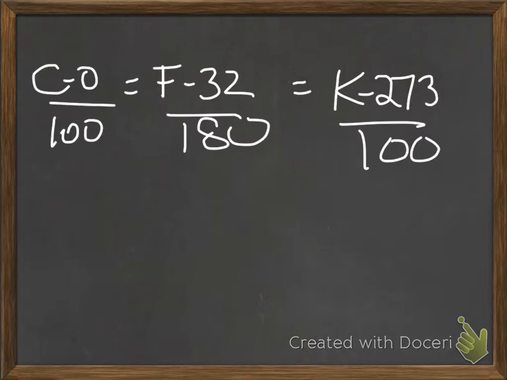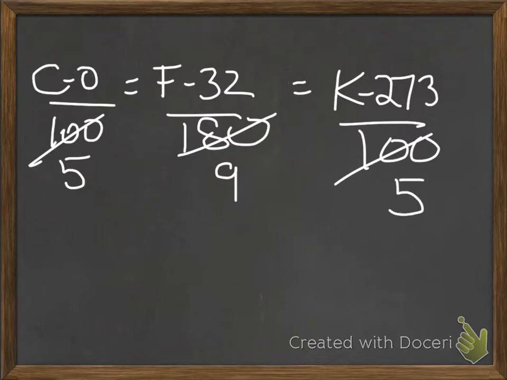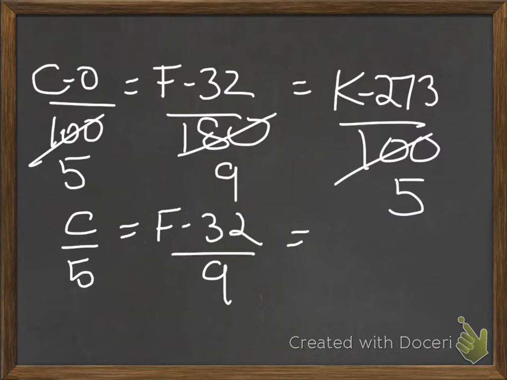If you take 20 common in everything, we'll get here 5, here 9, here 5. So C by 5 is equal to (F minus 32) by 9 equals (K minus 273) by 5. So this is everything equal. Now, conversions.